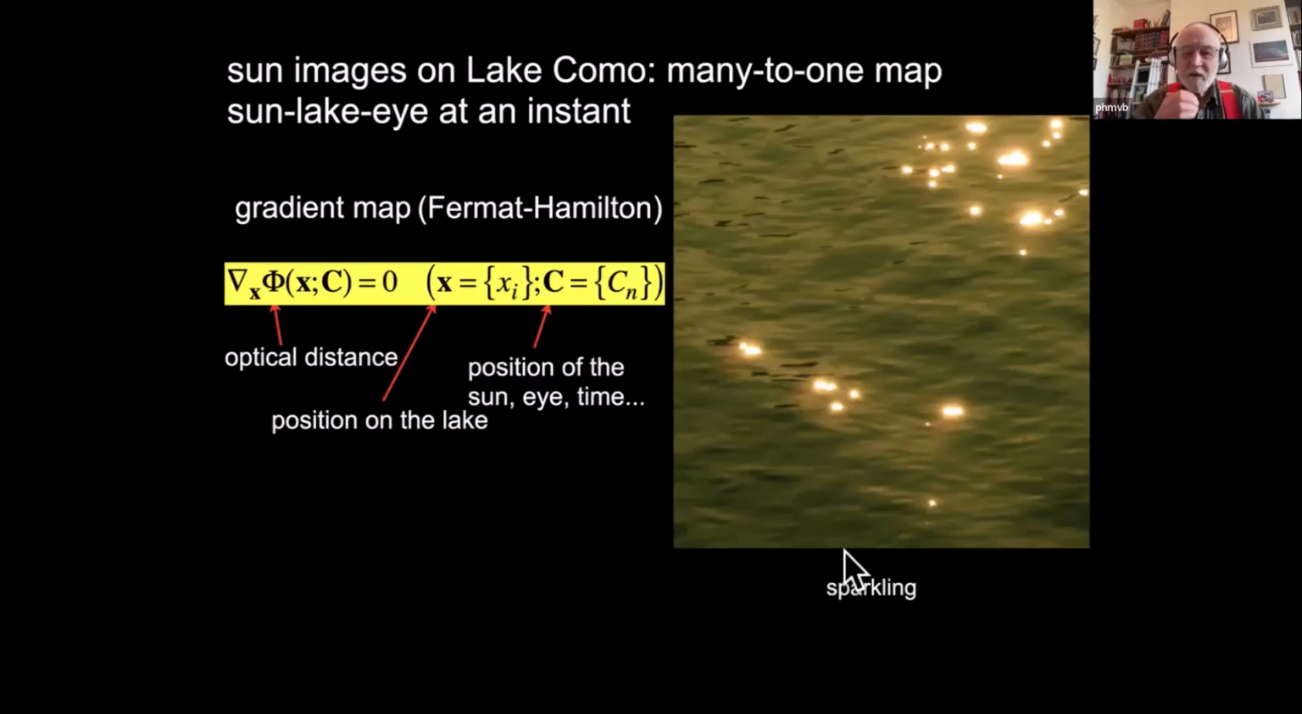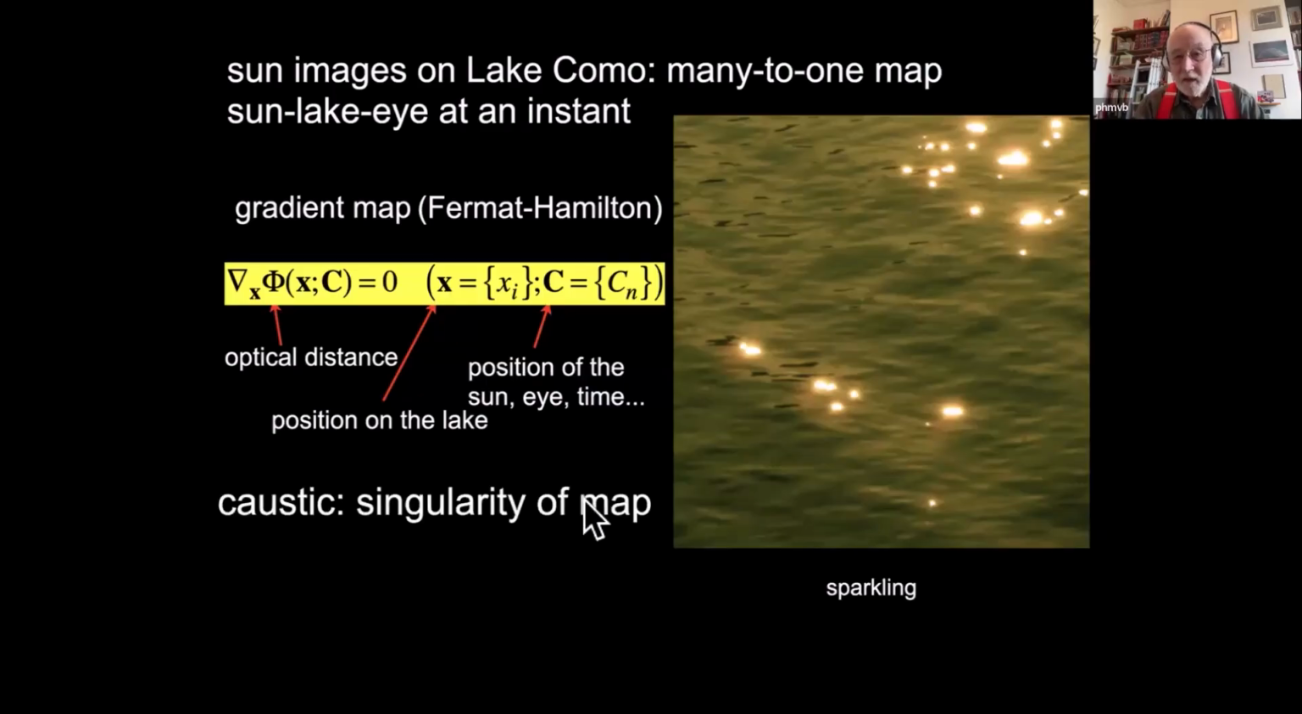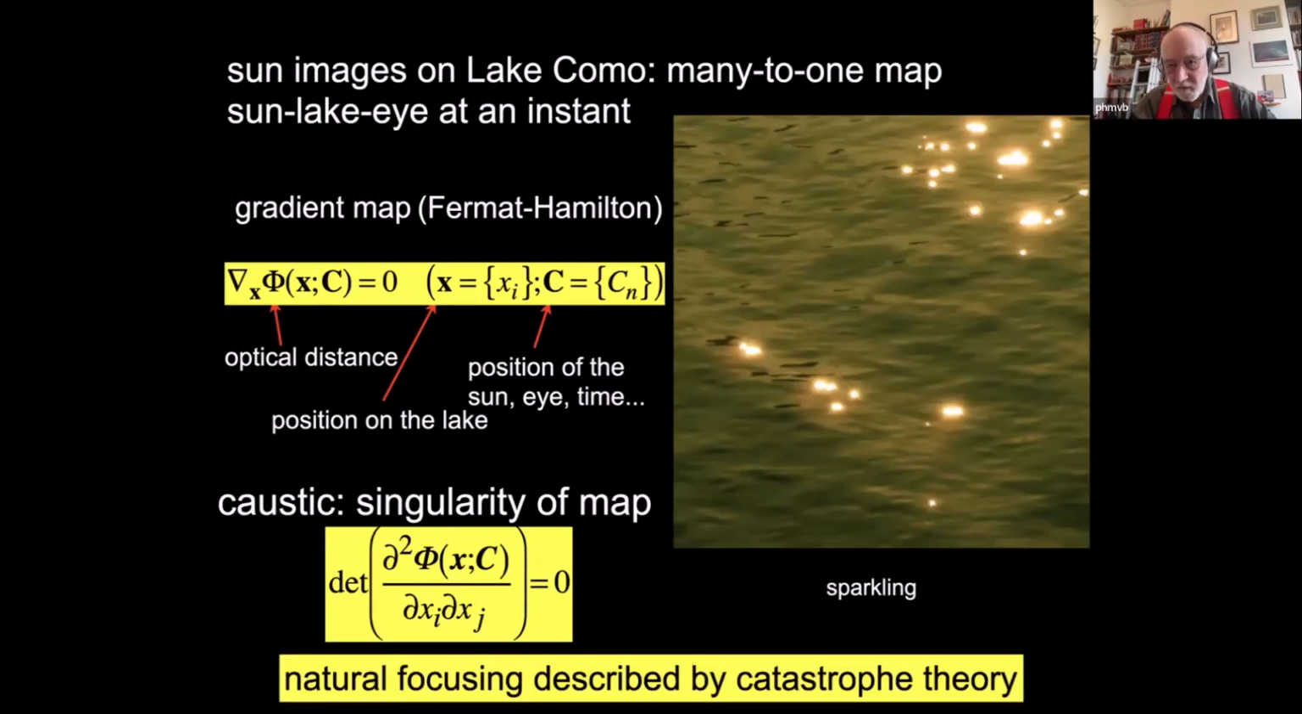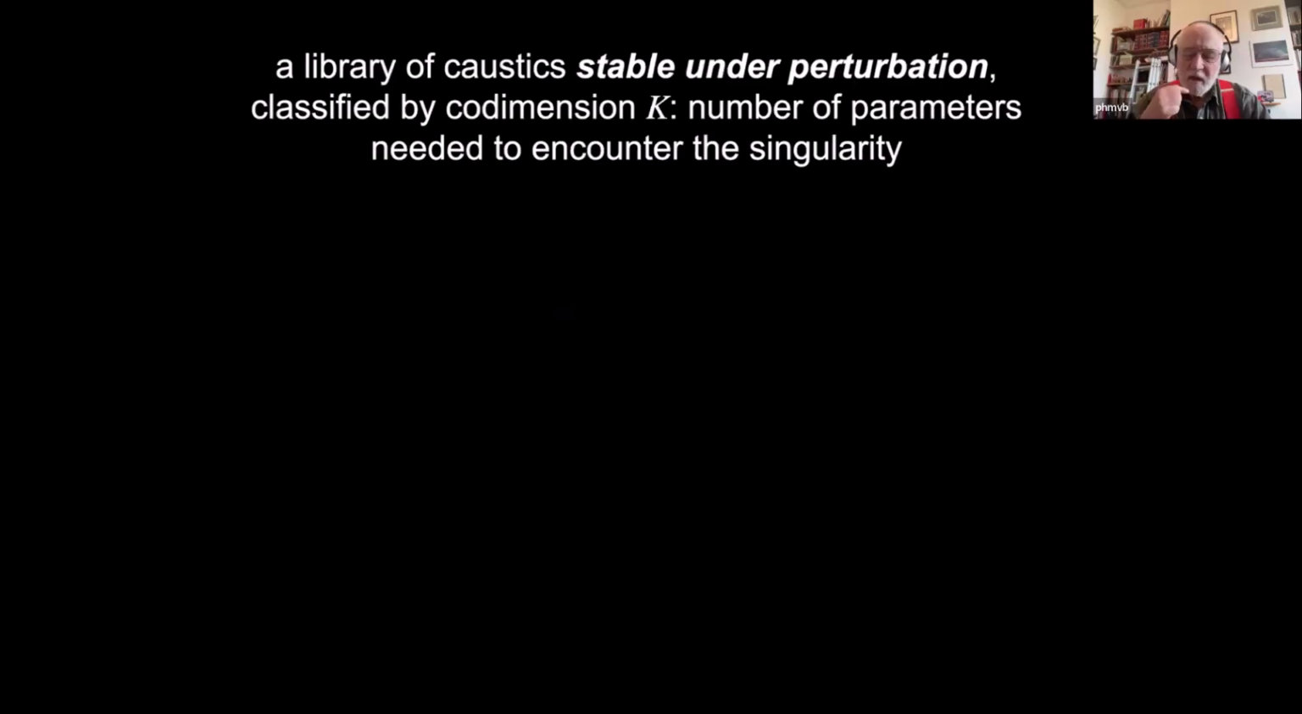Sparkling is a succession of singularities of the map. This corresponds to caustic surfaces in the space above the water passing through your eye. And the condition there is that you've got stationarity to a higher order, the determinant vanishes. Well, the mathematics to describe this type of natural focusing was developed in the 1960s and 70s in France and Russia. It's catastrophe theory, never mind the name. The name is irrelevant in this context. And what this mathematics gives you, which was very surprising at the time, is a library of caustic shapes that are stable under perturbation, classified by their codimension, the number of parameters you need to encounter the singularity.